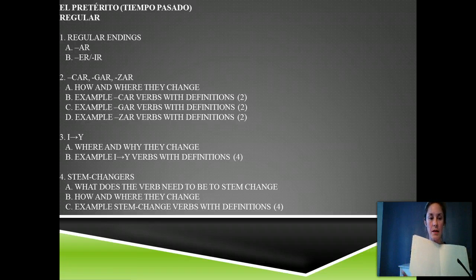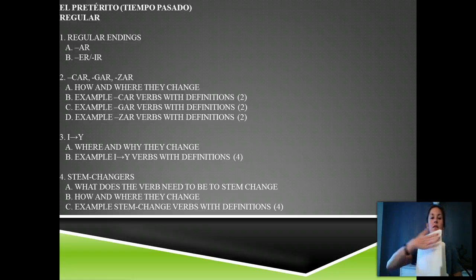And you'll do number 3. You'll write number 3, I to Y, write A, and I want you to write out where and why they change. And then B, 4 example I to Y verbs with definitions. Then you'll write number 4, stem changers. A, what does the verb need to be a stem changer? Please write out what it has to be in order to be a stem changer in the preterite tense. B, how and where they change. C, 4 stem changing verbs with their definitions. Okay, so that is this side.